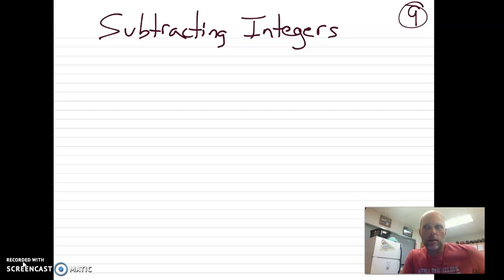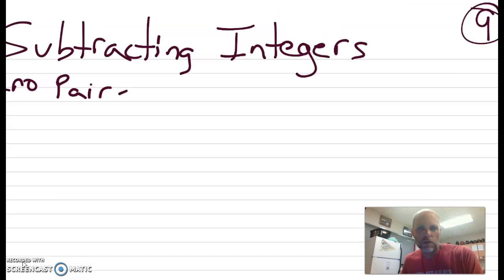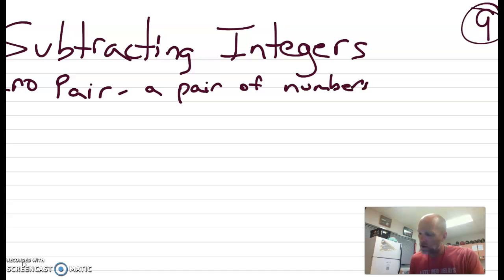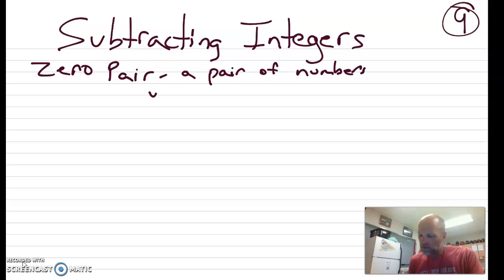We talked a couple videos ago about what a zero pair is. So we're going to write down what a zero pair is again. A zero pair, Z-E-R-O, is a pair of numbers whose sum equals 0. A pair, meaning two, a pair of numbers whose sum equals 0.